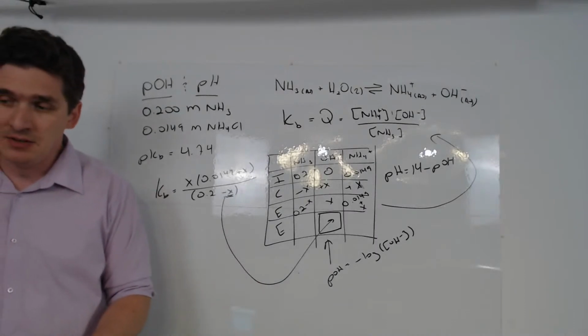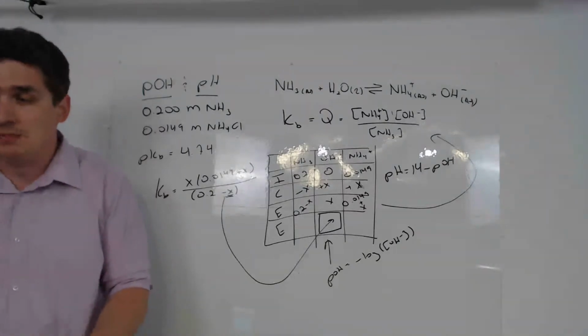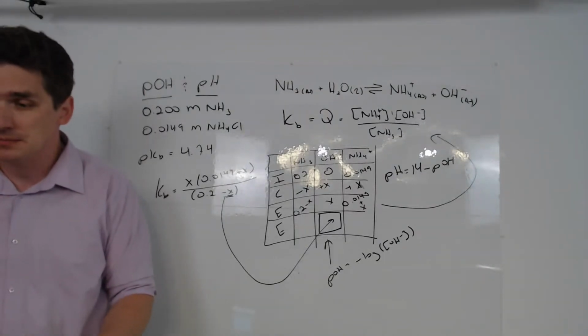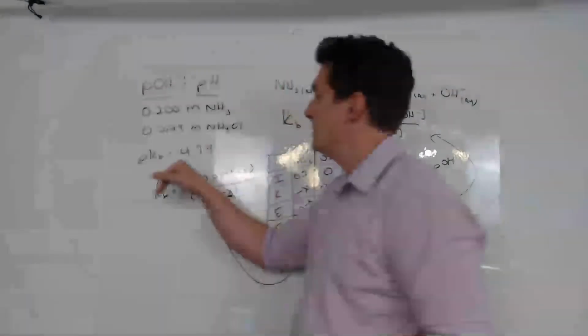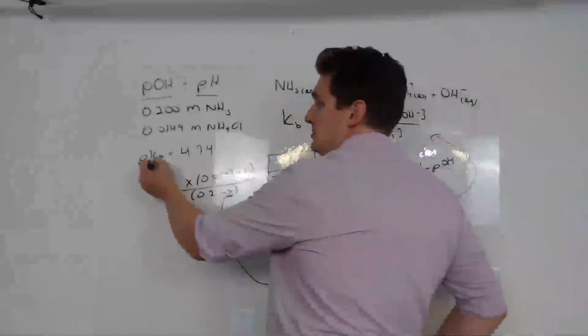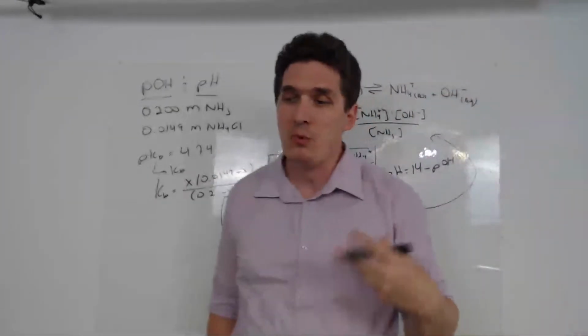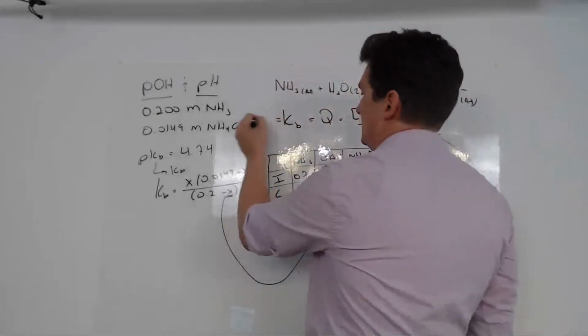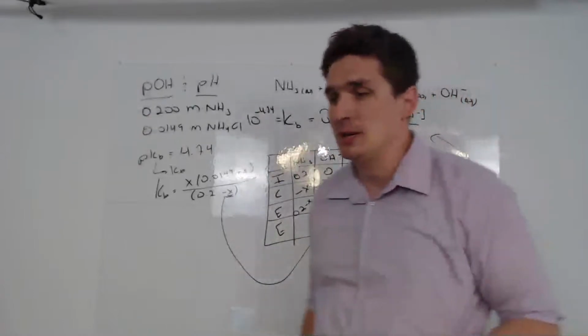It's definitely not the negative log of Kb. Negative log of Kb is just the pKb, which is what you're given in this problem. So your pKb was given in the problem as 4.74. Now this you do need to convert to Kb before you put it in here. So you would take 10 to the negative 4.74 to get you the actual value for Kb.